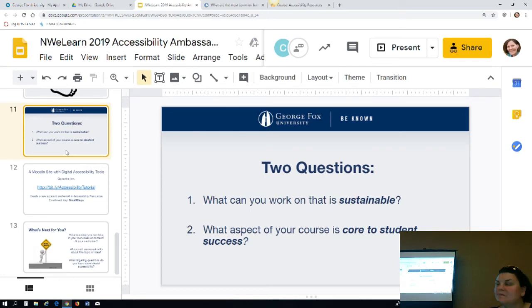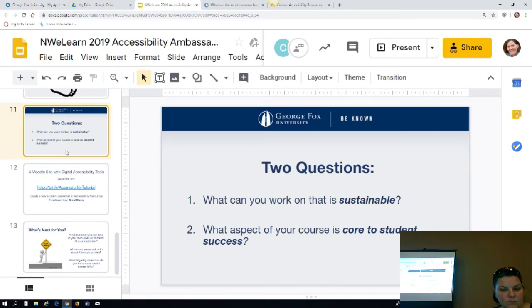And so we ask them these two questions. We first say, what can you work on in a course that is sustainable, in that you use it time and time again, across semesters, across quarters? I've found faculty who want to focus on something in their course that's new and innovative, but they haven't yet tried. And so they try to make that accessible, and then when it doesn't work in their course, they have to throw out their accessibility work because they're no longer using that thing. So what is sustainable in your course?